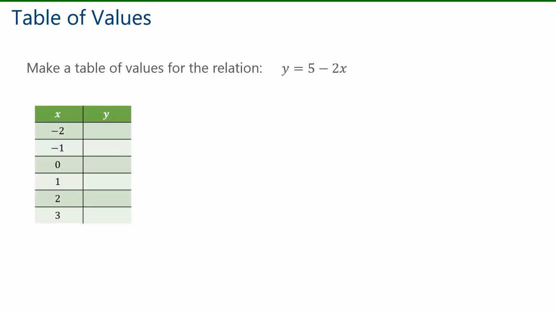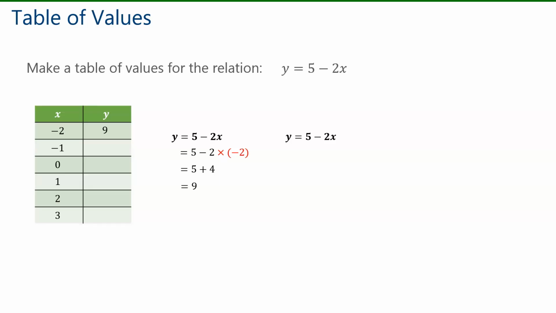We'll do one more example. So we're going to make a table of values for the relation y equals 5 subtract 2x. And here's our table. So we're going to start off with x equals -2 and substitute it into the equation. So 5 subtract 2 times -2, we can think of that as -2 times -2, which is +4. So 5 plus 4 equals 9.